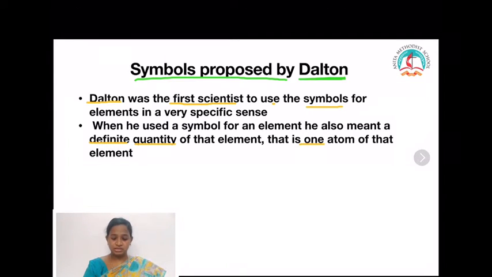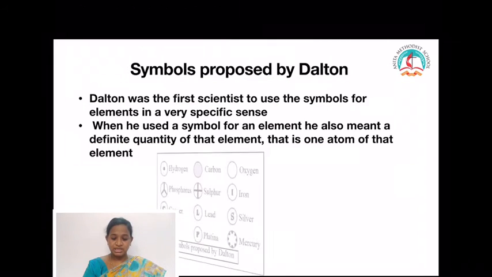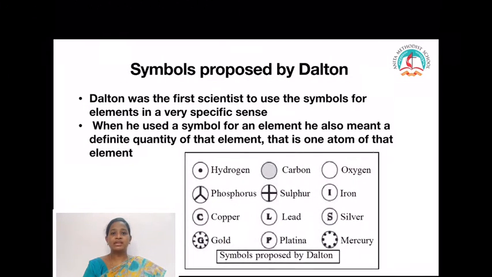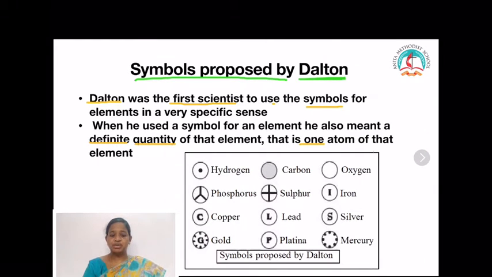For hydrogen, the symbol is a circle and a dot in the center. For carbon, a circle which is shaded. For oxygen, just a circle. For phosphorus, a circle with an upside down Y shape. For sulfur, a circle with a plus sign inside. For iron, a circle and a capital I inside. So every time it is difficult to draw diagrams to represent a symbol.